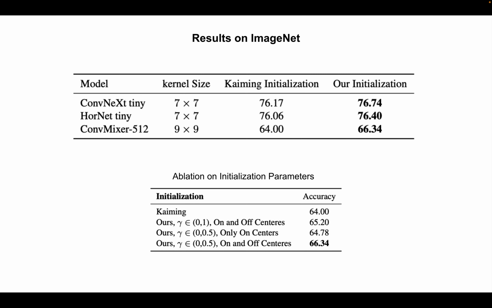Here you can see the results of ConvNext, Hornet, and ConvMixer models trained for 50 epochs with widely used k-means initialization compared to our method. Our initialization improves the accuracy of the models up to more than 2% for the ConvMixer model. We also performed an ablation study on the initialization parameters, which revealed that a small ratio of center to surround and having both excitatory and inhibitory kernels works the best.